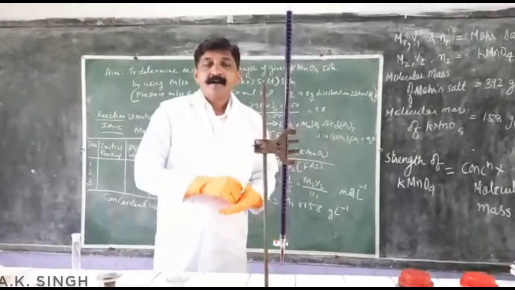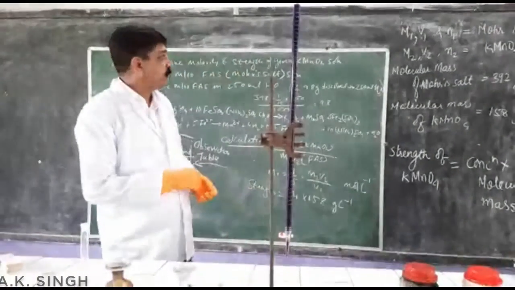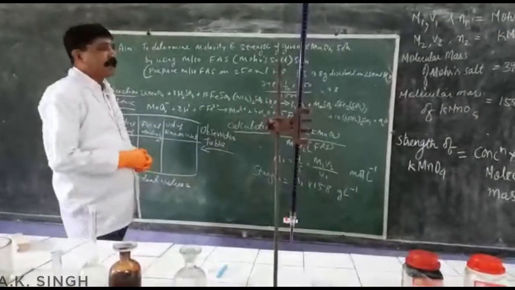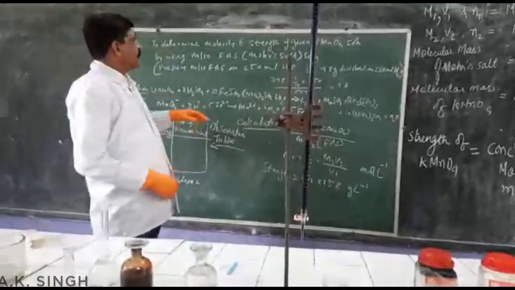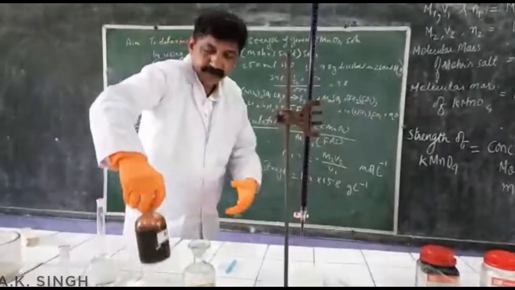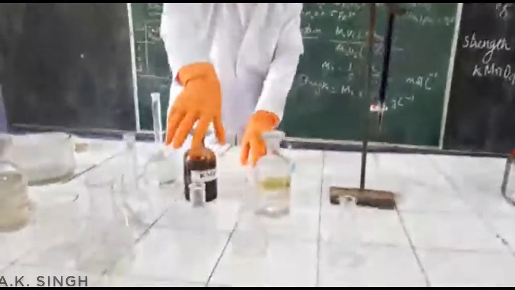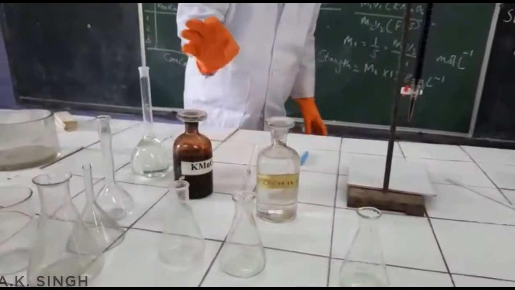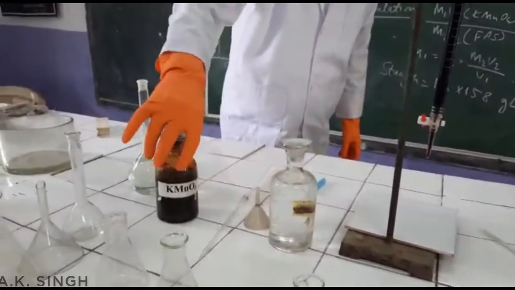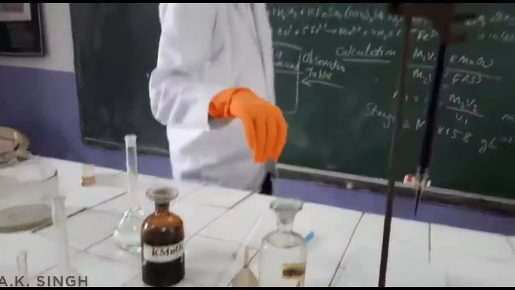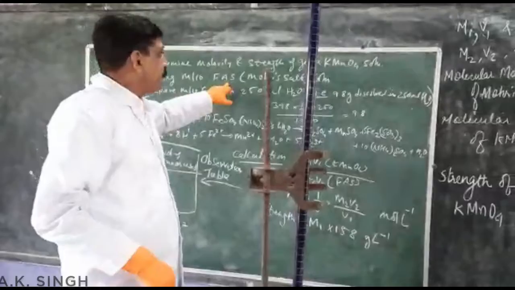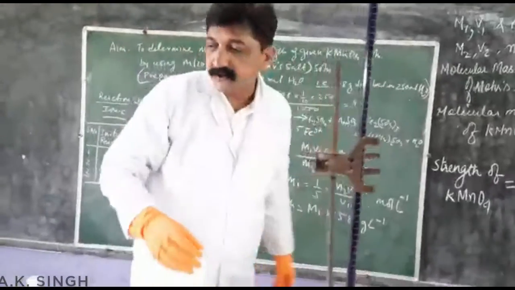Good morning. Today we are going to see the practical based on titration. The aim of the practical is to determine the molarity and strength of the given KMnO4 solution. Just see, this is the KMnO4 solution. It has been provided by the teacher, and you have to calculate the molarity and the strength by using M/10 FAS, ferrous ammonium sulfate solution, or the Mohr salt solution.